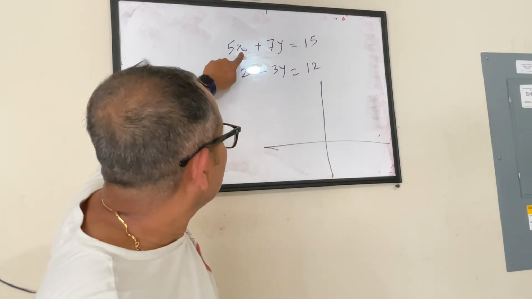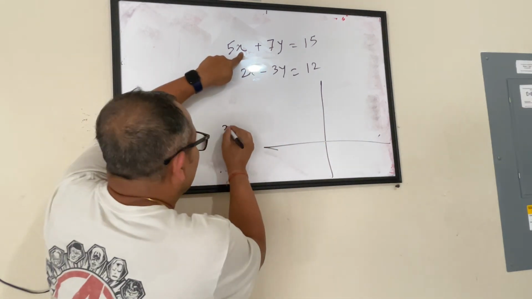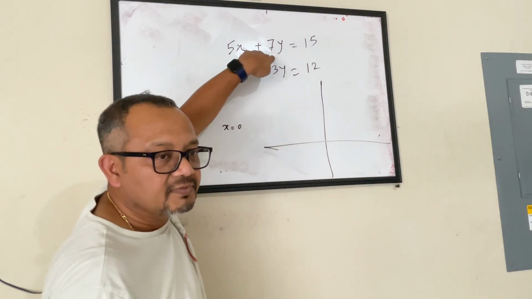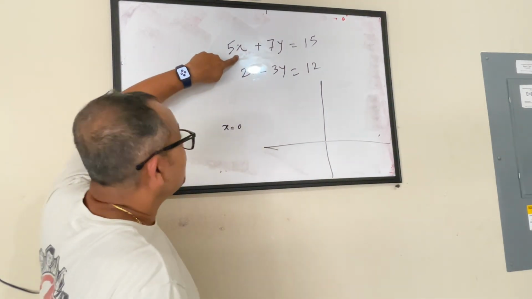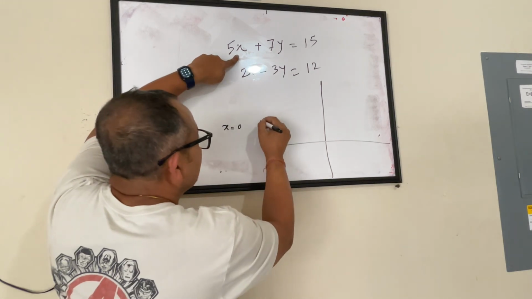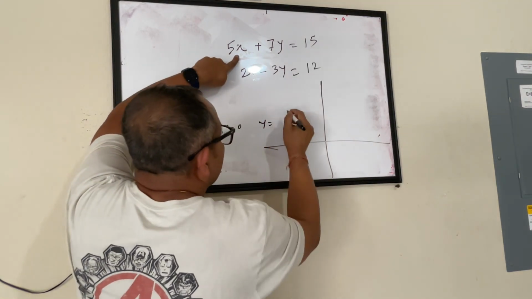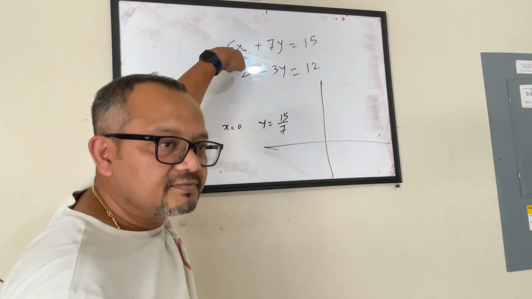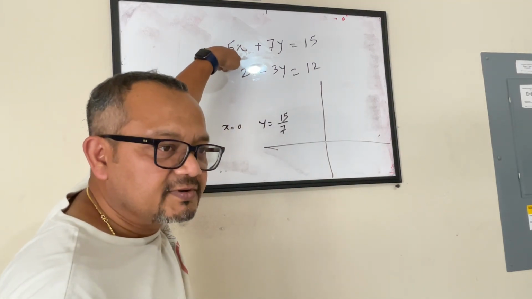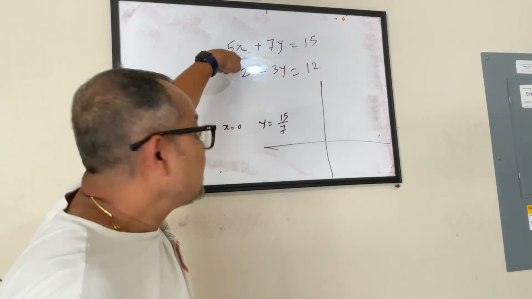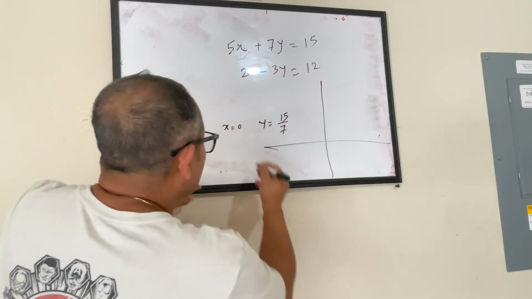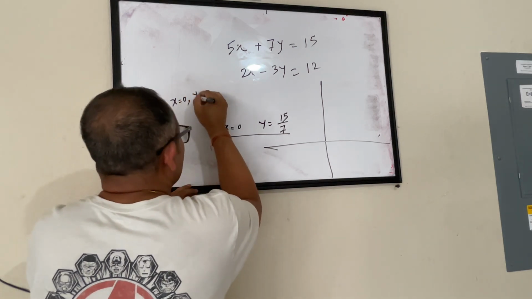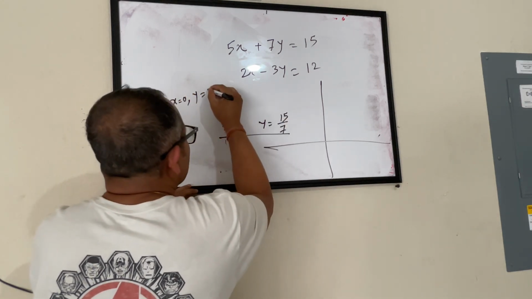What will I do? I'll pick the value of x equals 0 and find the corresponding value of y. If I say x equals 0, what is the value of y? Y will be equal to 15 by 7. Everybody with me so far? Yes. This becomes my first point: x equals 0 and y equals 15 by 7. For the sake of simplicity, I will say 2. Okay?